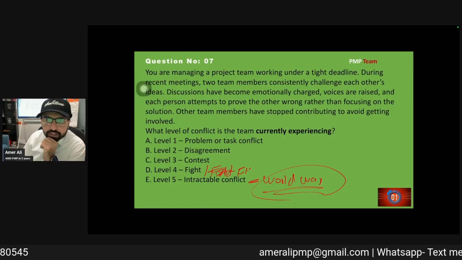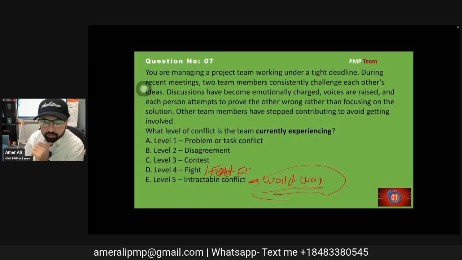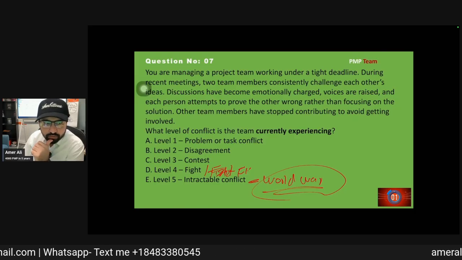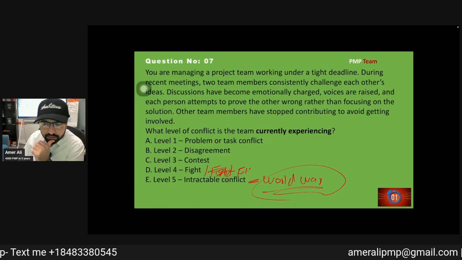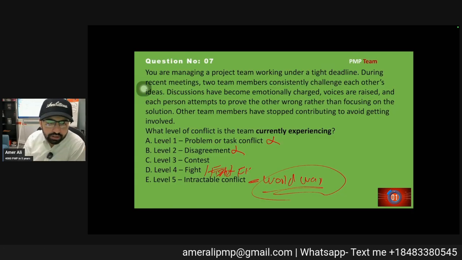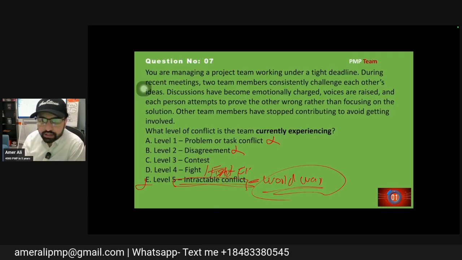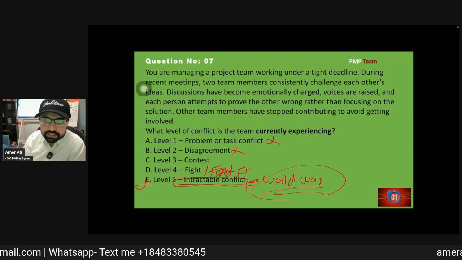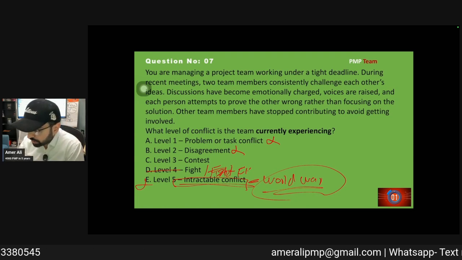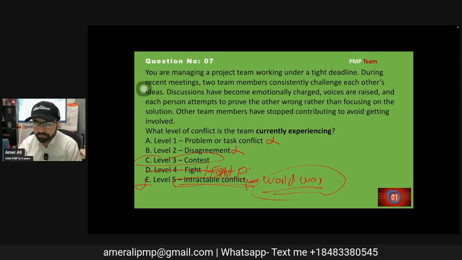You are managing a project where two members consistently clash, discussions become emotionally charged, and each person attempts to prove the other wrong rather than focusing on the solution. Okay, this is not number one, this is not number two. It is not getting physical. Now this is a very interesting thing. We are saying the other is wrong. We are not talking about groups. It's not level 4, so it's level 3. Am I making sense to everyone?